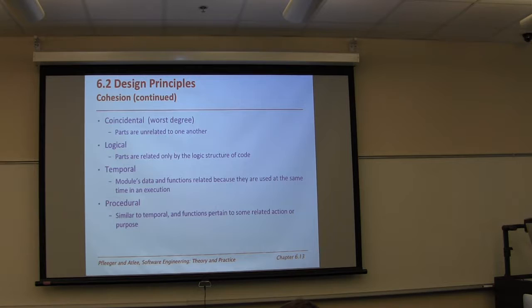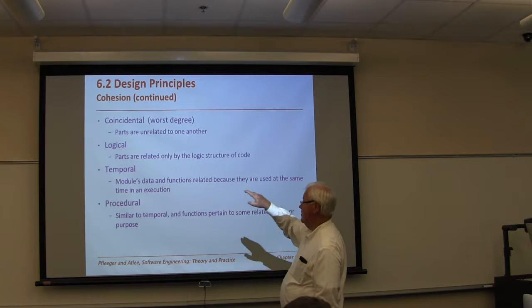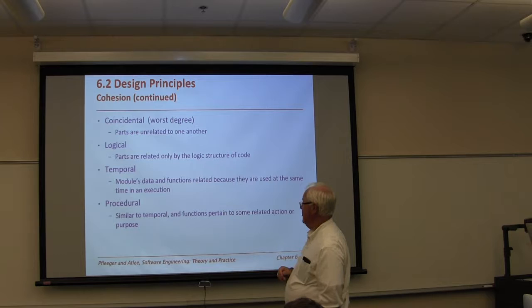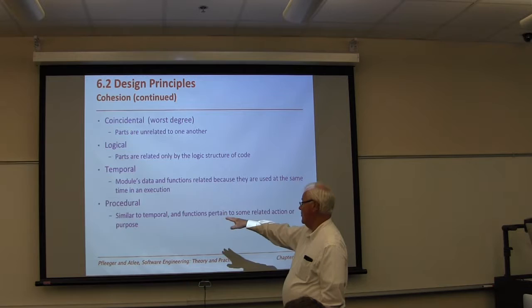So, coincidental is the worst degree. Its internal parts are unrelated to one another. Logical is when parts are related only by their logic structure or code. Temporal is modules, data, and functions related because they're used at the same time in an execution. Temporal meaning time. And procedural, similar to temporal, functions pertain to some related action or purpose.